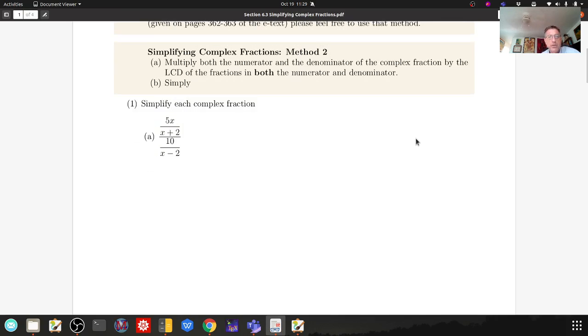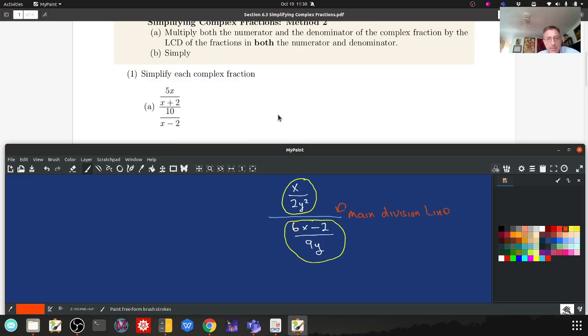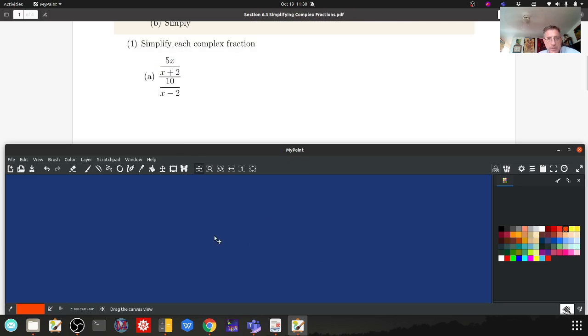We're going to first find the LCD of all of the denominators, I should say, of the denominator of the fraction that's in the numerator and the denominator of the fraction in the denominator. And then we're going to multiply both fractions, both the numerator and the denominator, by the LCD. So this is best illustrated not by talking about it, but actually doing it. So again, here we go.